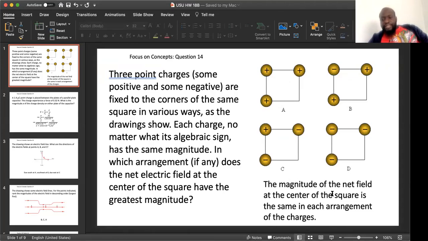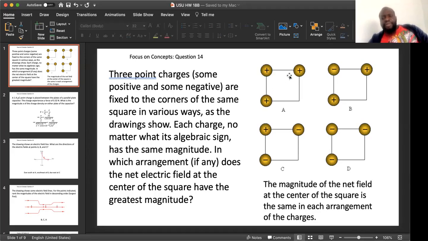So the correct answer is the magnitude of the electric field at the center, the net, the total, is the same. So let's see why it's the same. When you are finding the electric field, also known as electric field intensity, or electric field strength, it's the same thing. It means at the point where you are finding that electric field, assume there is a positive charge and then see what happens. So we're looking for the electric field at the center of the square, so let's place a positive charge there.